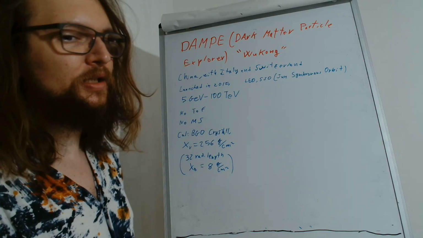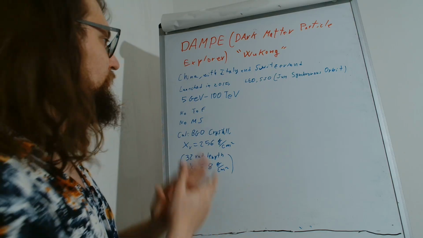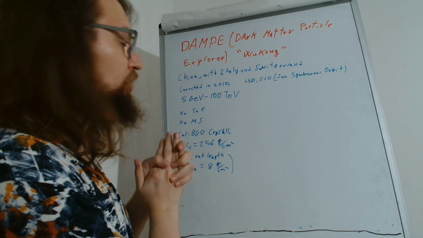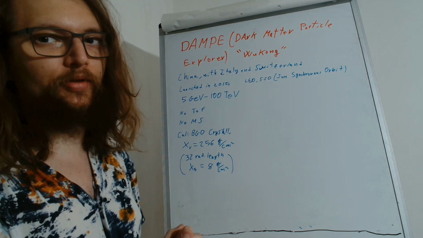The only thing that it cannot distinguish is matter from antimatter because it does not have a magnetic spectrometer, so it can tell the absolute charge, but it cannot tell the sign of the charge.